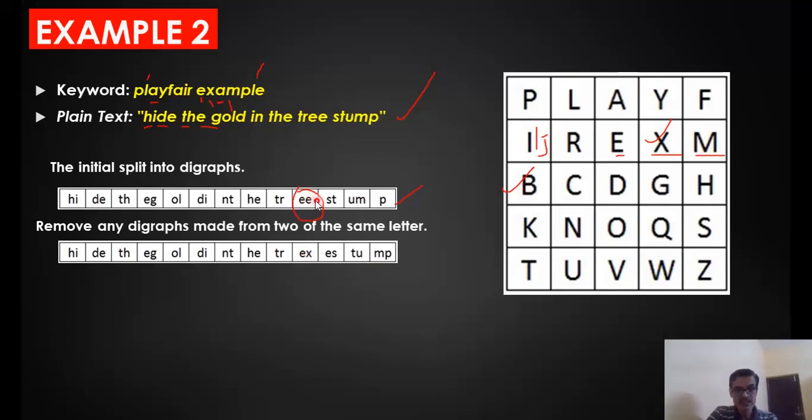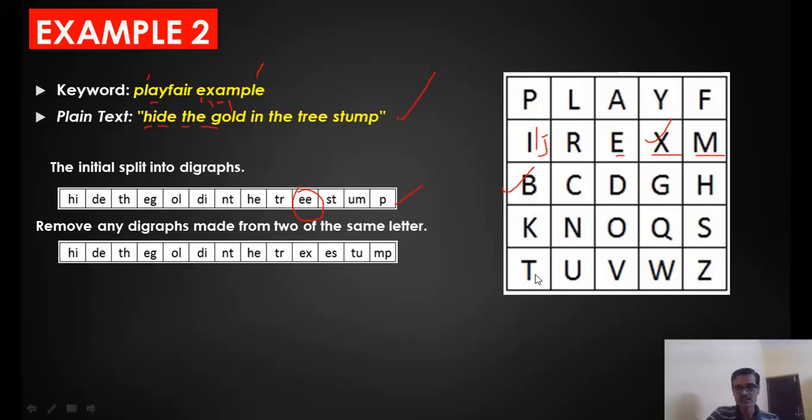Then E and S forms one digraph. T and U forms one digraph. Then M and P forms another digraph. Okay, now I am ready with my plain text with the additional alphabet X. Now I just have to encrypt it.